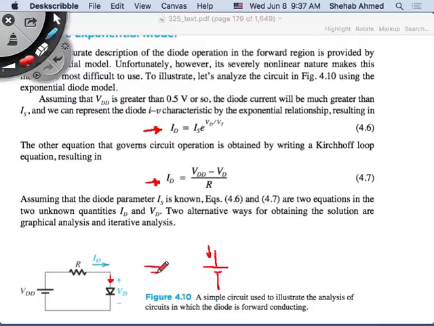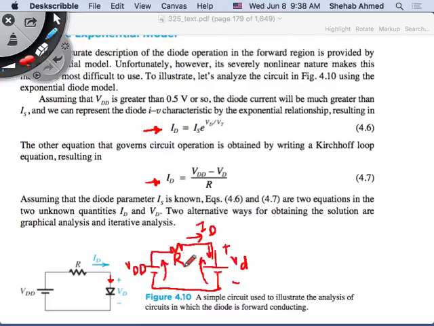So that means I have a circuit that looks like this. This is VDD, and this is VD, and this is ID, and this is the resistor R. So how do you find the current ID flowing in this circuit? It's VDD minus VD, this voltage minus this voltage, divided by the resistance. Correct?